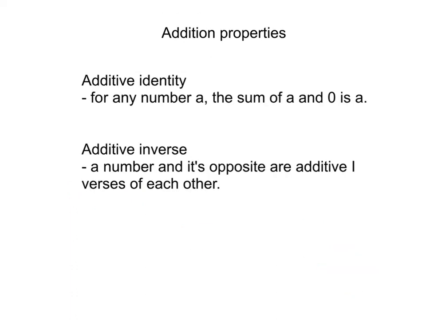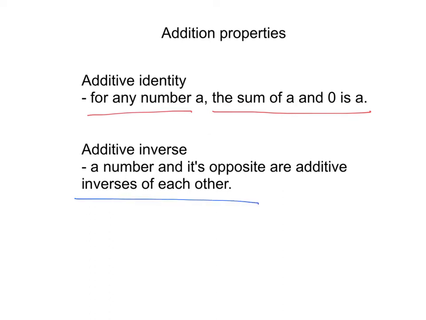The next set of properties that we're going to look at is the addition properties, and there's two of them. The first one is the additive identity, and that is when for any number A, the sum of A and 0 is A. The second one is additive inverse, and this is a number and its opposite are additive inverses of each other. And we're going to take a look at both of these properties separately in future slides.